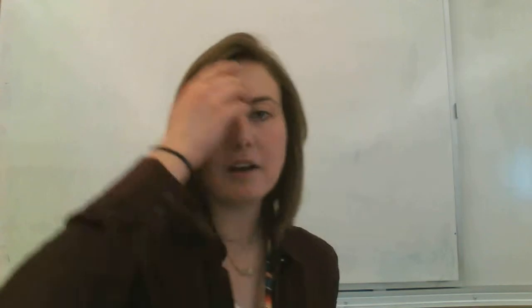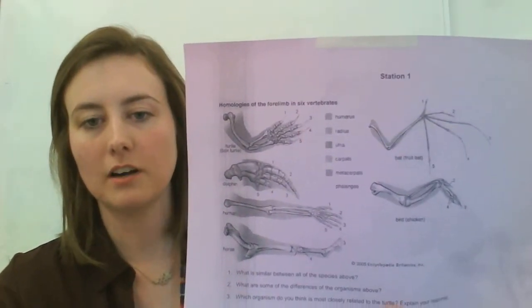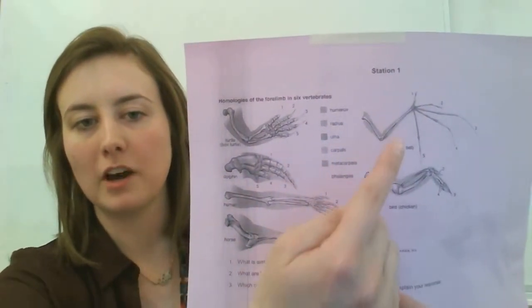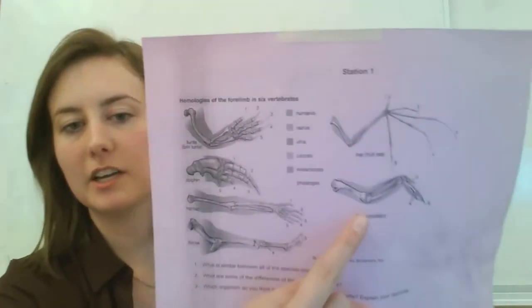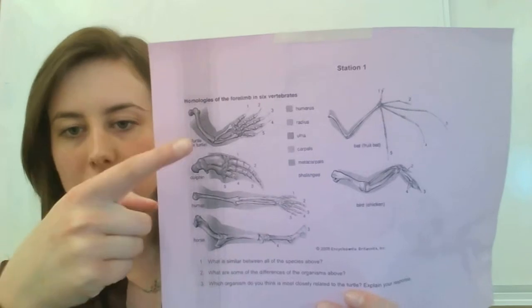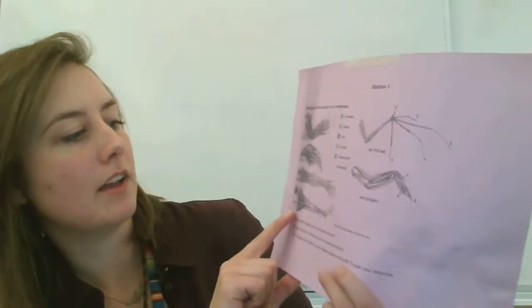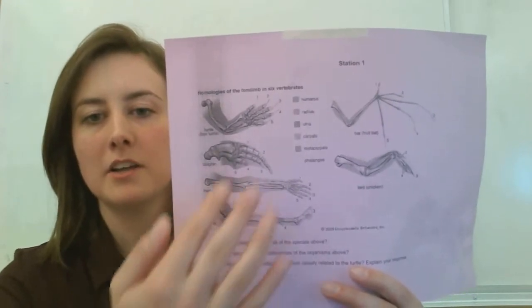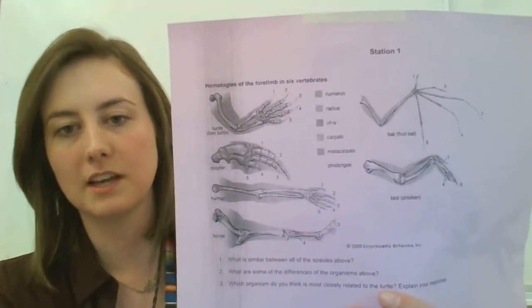We have some other evidence for evolution, and we did a lot of stations with this. So here's one of the stations we saw. Look at all these limbs. We've got a bat wing, we've got a chicken wing here, this is a turtle, a dolphin, a human, and then this one is a horse limb. Something all these limbs have in common is they have similar bones, like they have the same bones, okay?